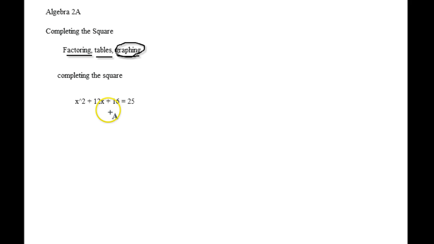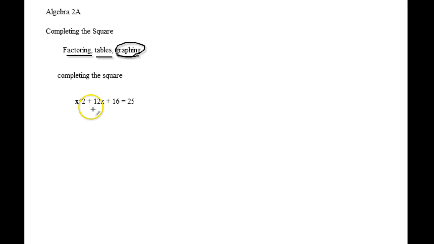If I subtract the 25 over here, I'd get negative 9. And what two numbers multiply to negative 9 but add up to positive 12? None of them do. So how do I actually do this? You use a method called completing the square. Completing the square turns this into the vertex form, which is actually kind of nice.